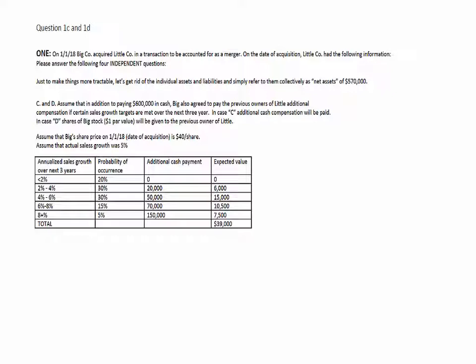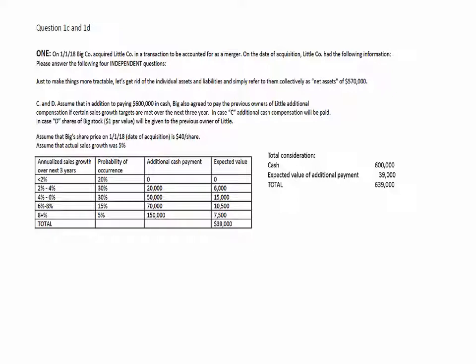Now, that $39,000 is guaranteed to be incorrect. There's no way we're going to pay $39,000. We'll either pay 0, or we'll pay 20,000, or we'll pay 50,000, or we'll pay 70,000, or we'll pay 150,000, but we will not pay $39,000.